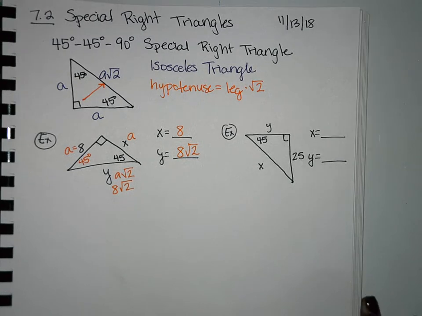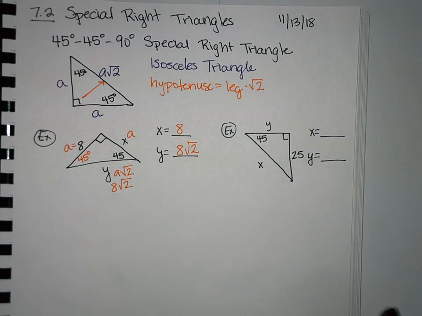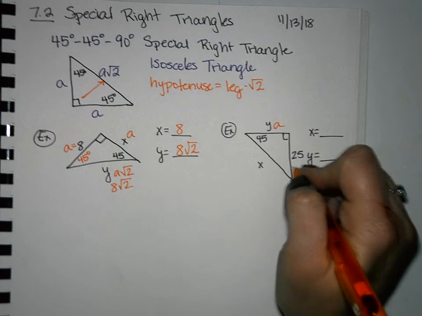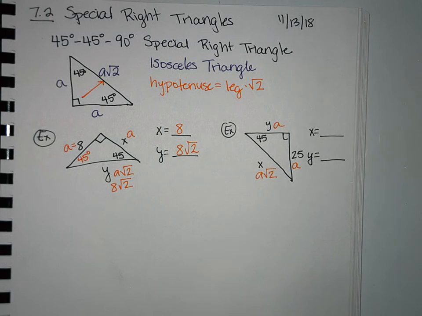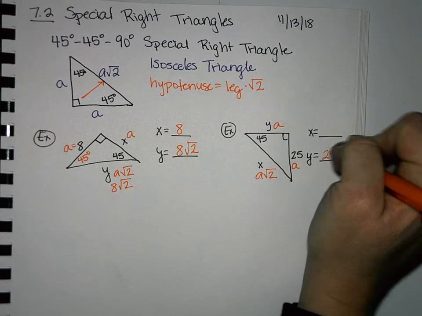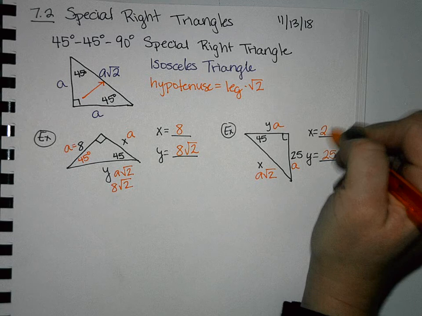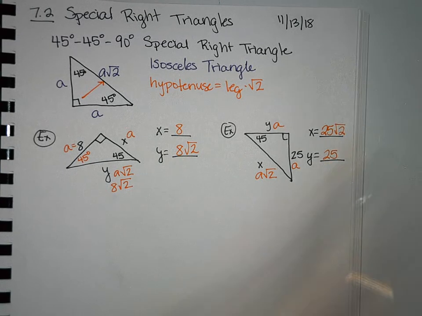Okay, so if we do the same thing on the second one, which two sides are going to be A and which one's going to be A root 2? Reagan? Y is going to be A and 25 is going to be A root 2. Good, the hypotenuse is A root 2, the other two are A. So what does that help us find in terms of x and y? Y equals 25, and x equals 25 square root 2.